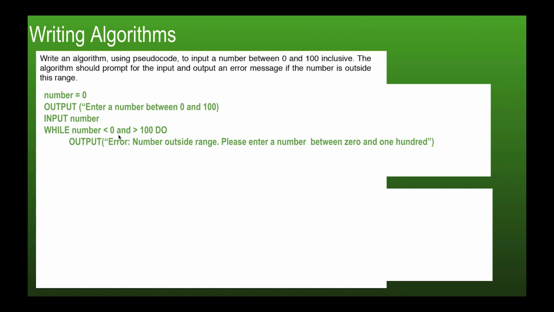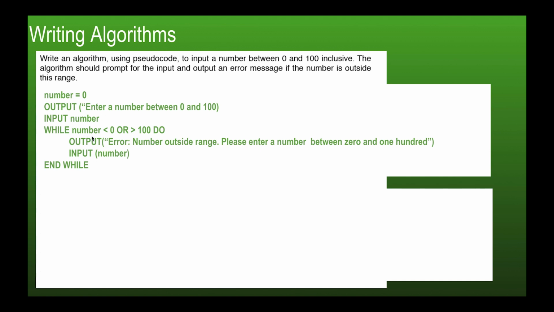It needed to be either of these. If it's less than 0 or it's greater than 100, then it would output this error for me. So we switch that over to or. It's going to output an error: Number outside range, please enter a number between 0 and 100. So in an error message, you should always explain what the error is and how to fix it, and I've used words instead of numbers. Error messages should be descriptive. The user will then have another chance to input, and that's the end of my while loop.